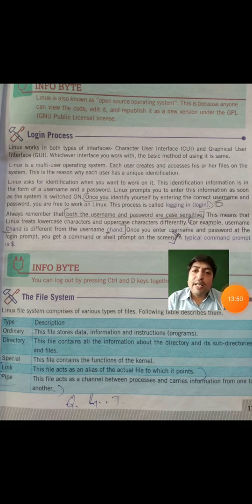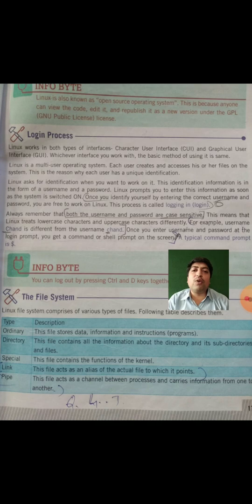So let's see. Linux works in both types of interfaces, character user interface and graphical user interface. In Windows also there was the use of CUI and GUI. We discussed this in the last video on the operating system, so we already know the meaning of CUI and GUI. CUI means character user interface and GUI means graphical user interface. Linux works in both types of interfaces.